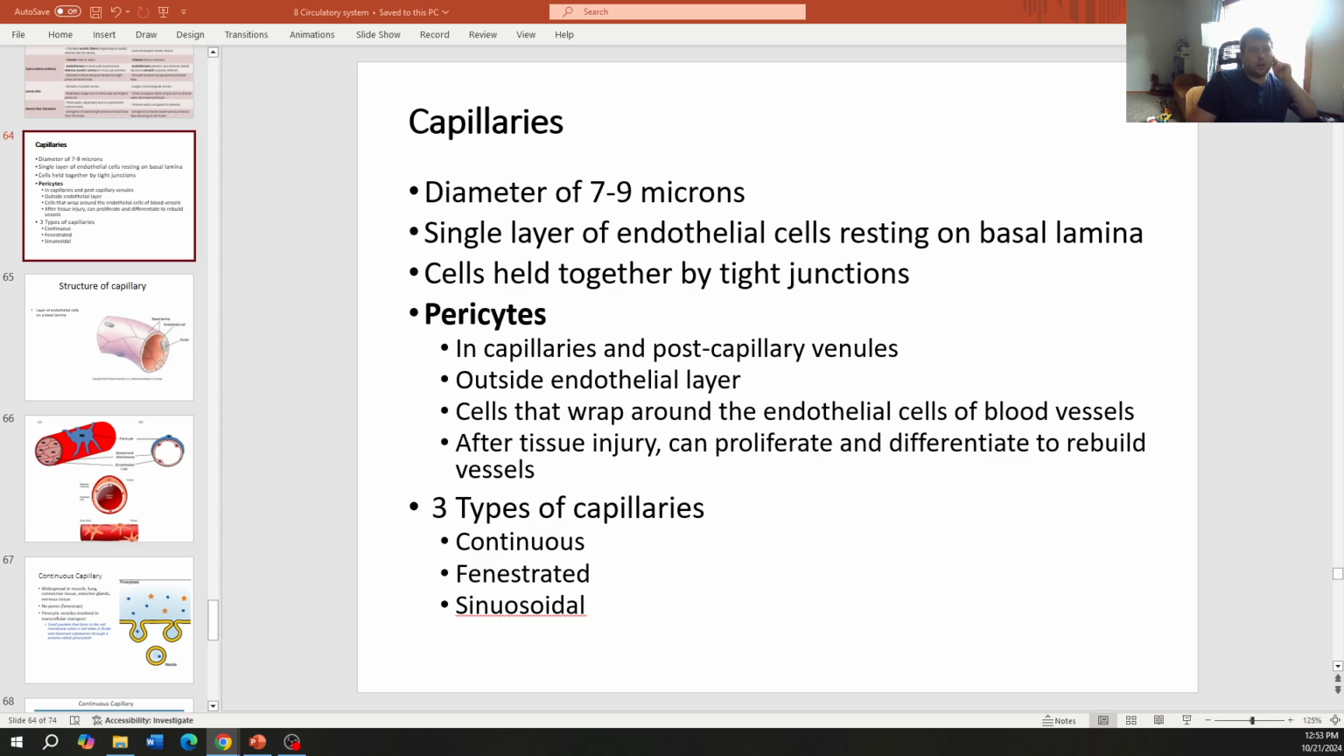Make sure I say it right. Spectrin, that's it. They have that spectrin protein that allows them to be flexible.